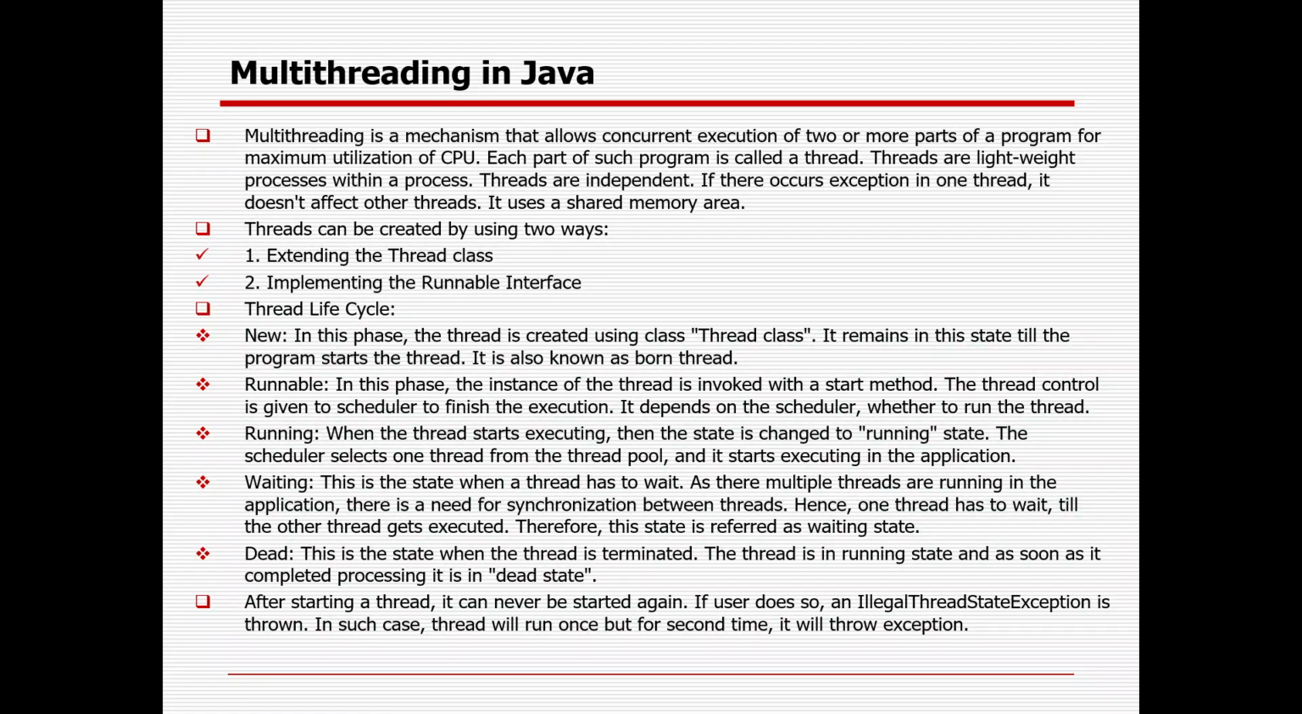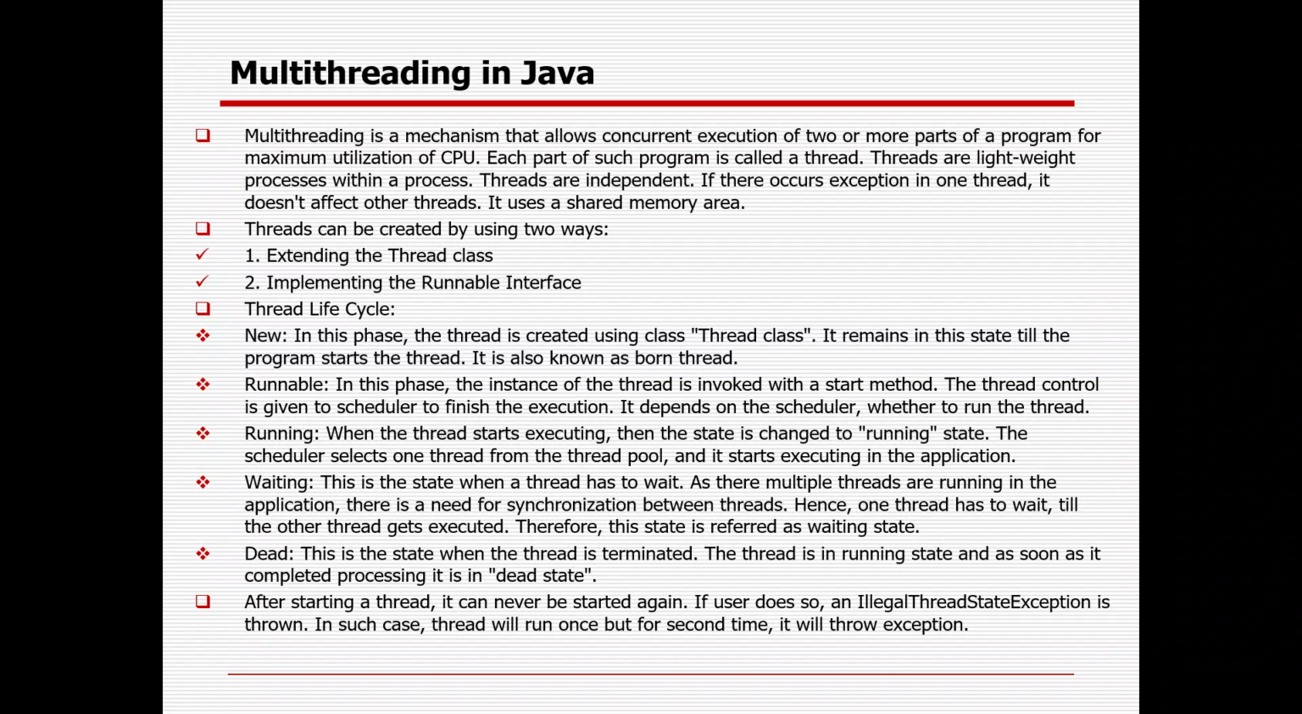So multithreading is a mechanism which allows concurrent execution of two or more parts of a program for maximum utilization of the CPU. Each part of such a program is called a thread. Threads are lightweight processes within a process. Threads are independent. If an exception occurs in one thread, it does not affect other threads. It uses a shared memory area. Threads can be created in two ways. One is extending the Thread class, the other is implementing the Runnable interface, but they are mostly the same. Only the first two steps you need to follow.